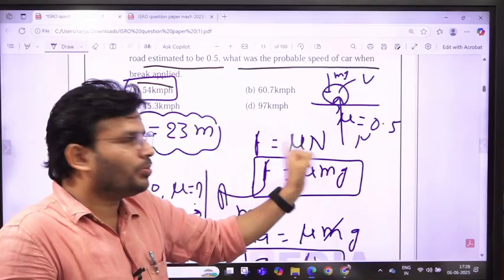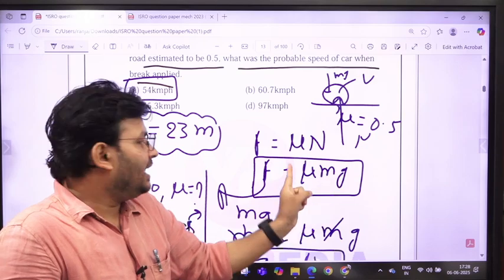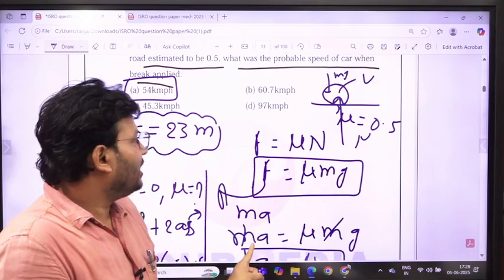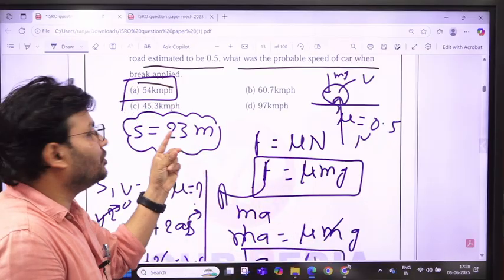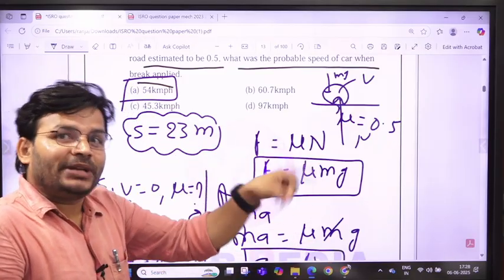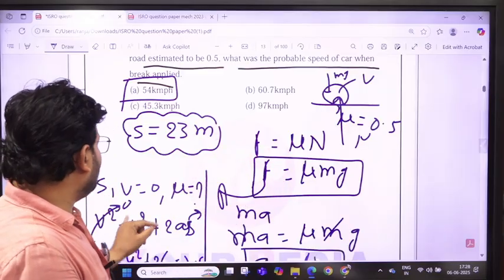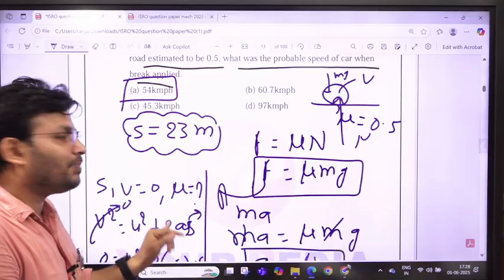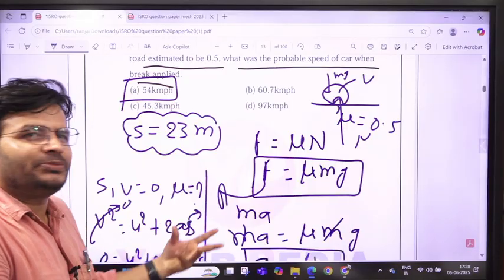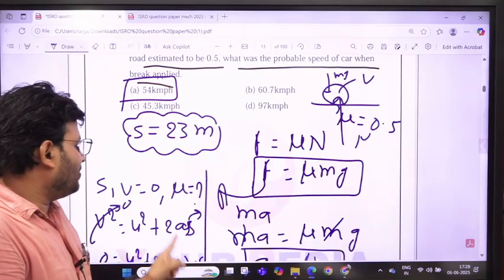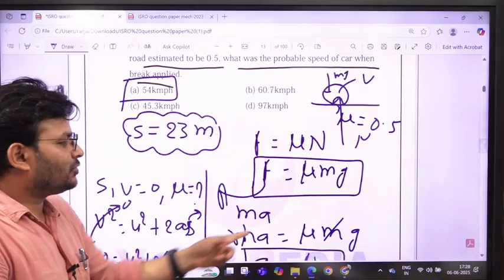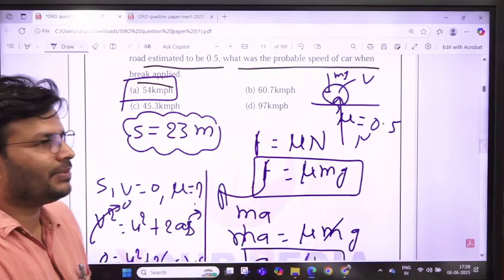Friction force equals mu N, which equals mu mg, and this will also equal ma. So I get a. Why do I have to calculate a? Because in the question I have to calculate u, the initial velocity when the brake was applied. It is given by v squared equals u squared plus 2as, but here plus will not be there because it is not accelerated, it is retarded. So minus a is coming. Once I get a, I can calculate, and accordingly I get the answer.